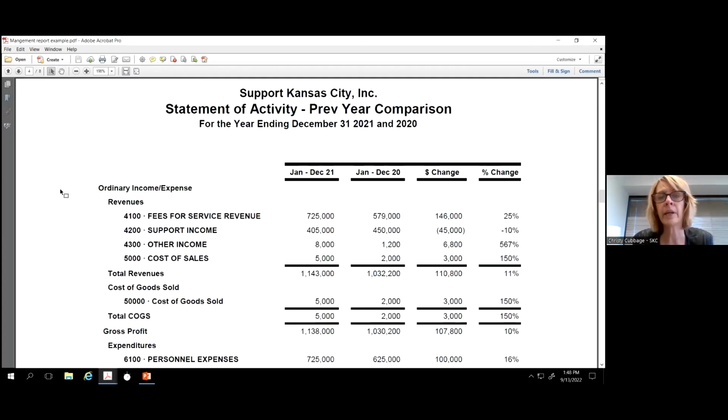Here's a summary of our statement of activity, an example of what this would look like with a previous year comparison. So this rolls up. I talked about how we revamped our chart of accounts, and things in capital letters are summary accounts, like fees for service. You'll see we have 4 or 5 sub accounts that make up 725,000, but for board reporting, I can show you very quickly that this is the sum of all our fee for service, or this is the sum of our support income.